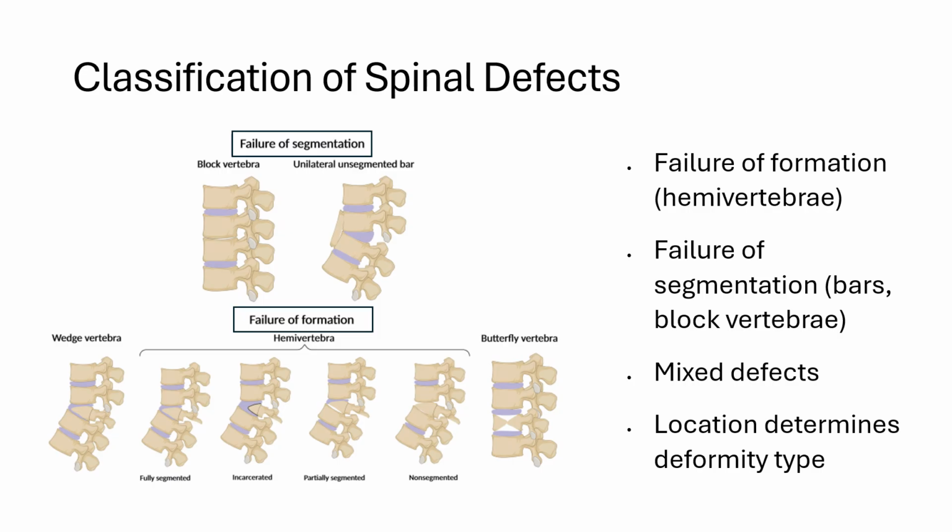The location of these defects determines the type of deformity that develops. Thoracic defects typically cause scoliosis, while lumbar problems often create kyphosis. Understanding this relationship between anatomy and deformity pattern helps you anticipate the clinical progression and plan appropriate monitoring strategies.